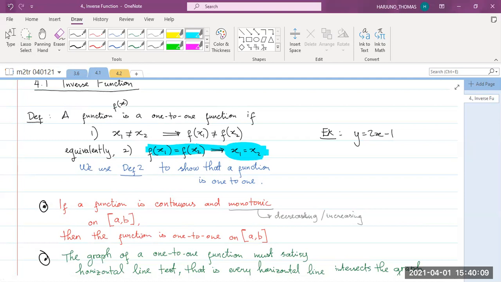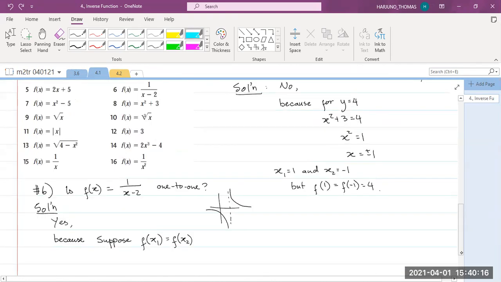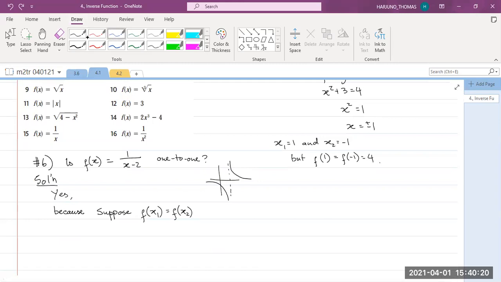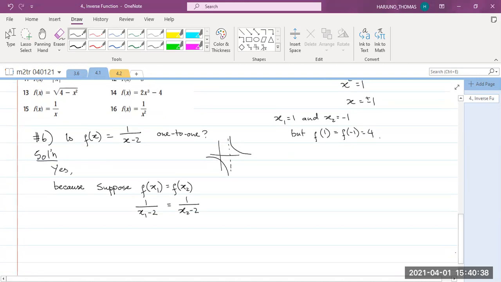Suppose the y's are the same, then the only consequence possible is that the x's are also the same. Okay, suppose f(x1) is equal to f(x2). Now then, it means 1 over x1 minus 2 is equal to 1 over x2 minus 2. Now, suppose they are equal, we need to show that the consequence is the x's are also equal.